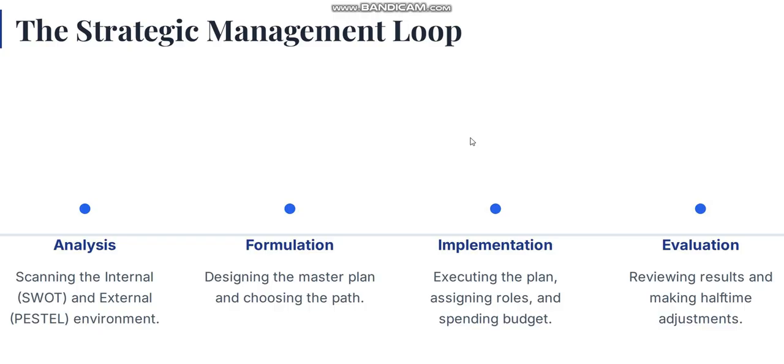External analysis means political, economical, social, technological, environmental, and legal. All these are the certain analyses you have to do yourself. And think about the restaurant. They have a SWOT analysis. What are they doing?